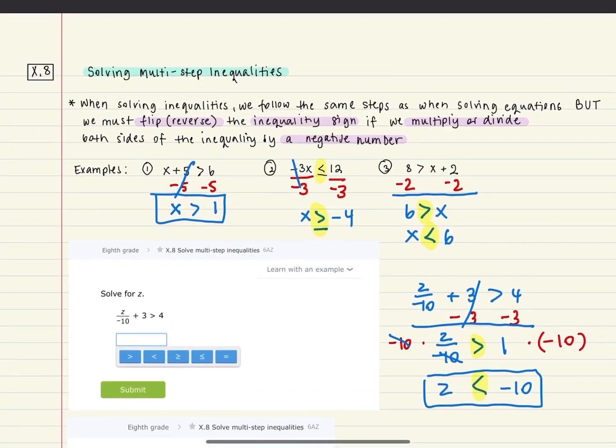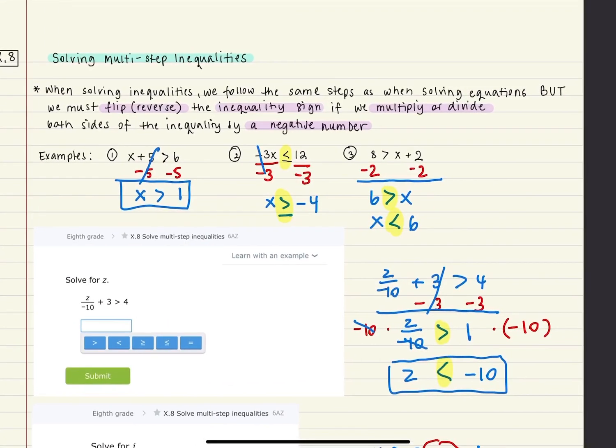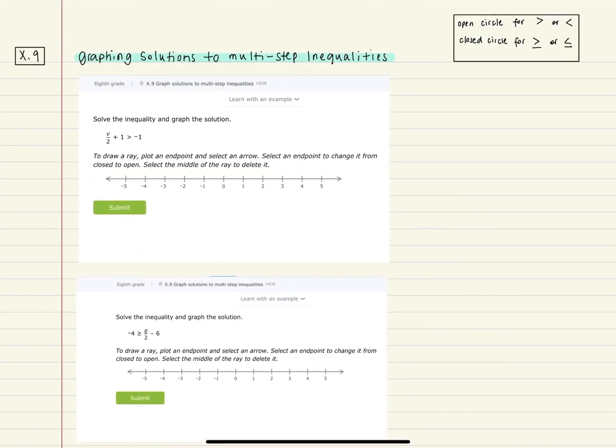Now we're going to take a look at the second IXL you guys need to complete this week. And this one has to do with graphing. So before we graph it, we also have to solve inequalities. Okay, so I'm going to copy the first one. So we have v over 2 plus 1 is greater than negative 1.